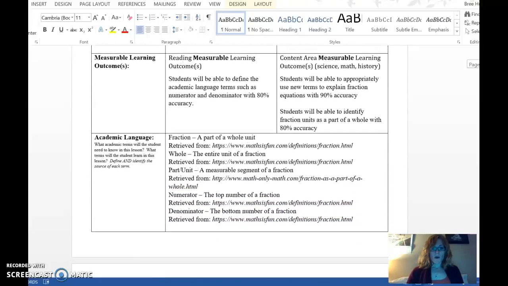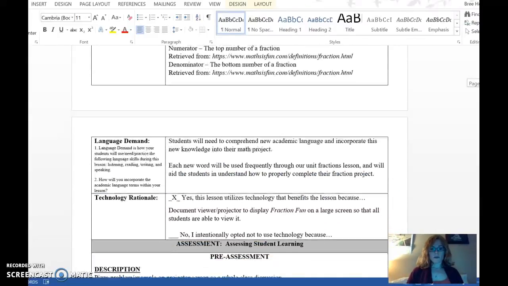Measurable outcomes. Okay, so when I am thinking of this lesson, I am purely focusing on integrating fractions with what they have already learned and introducing new vocabulary. So the entire lesson is on fraction vocabulary. So for the academic language, I have fraction, whole, part and unit, numerator, and denominator. Basic academic language for fractions.